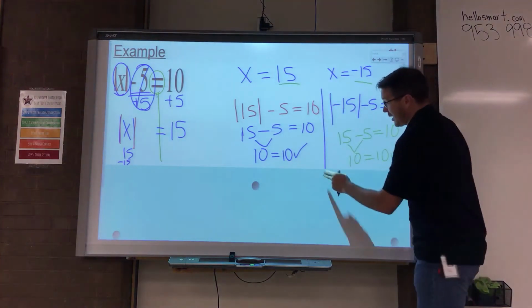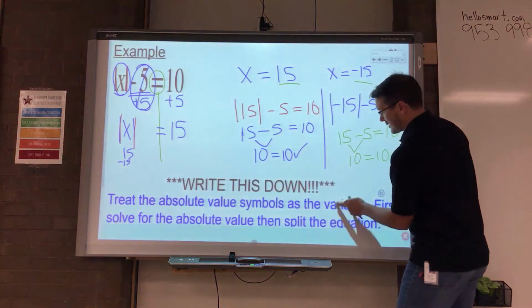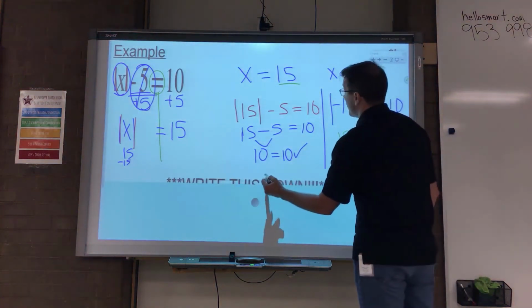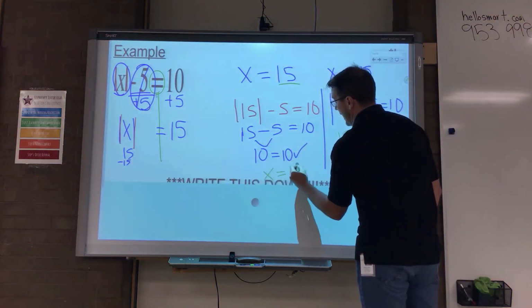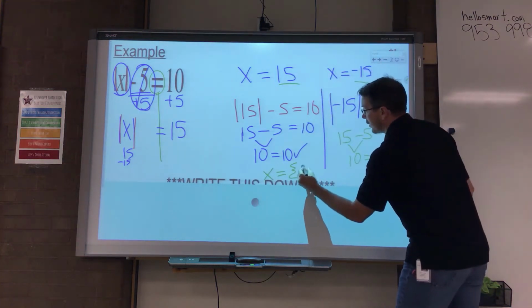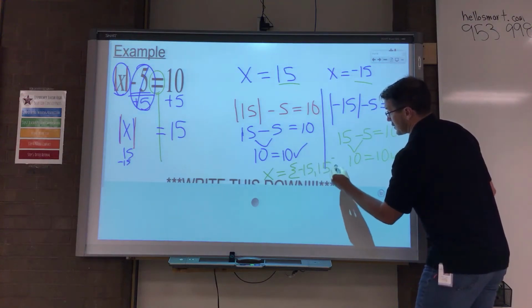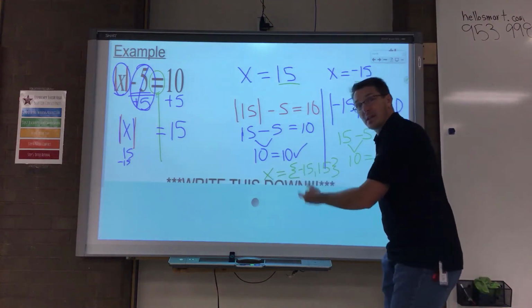I have one more part of that, which is write this down. Well, we're going to do that in a second. We have to write down that x equals absolute value, and which one goes first, positive or negative? Hopefully you're like negative. Thank you, Mr. Nelson. And then positive 15. So x can equal this or that.